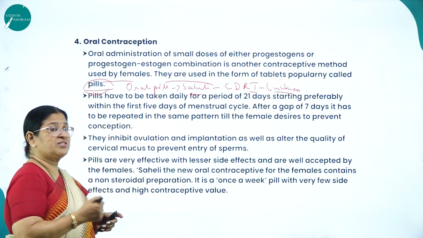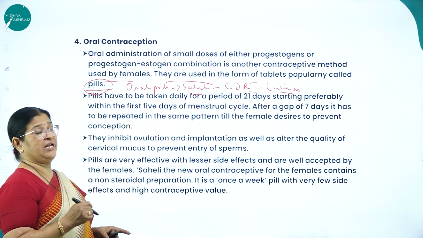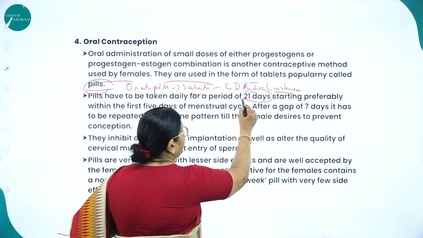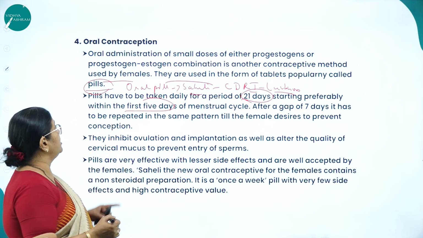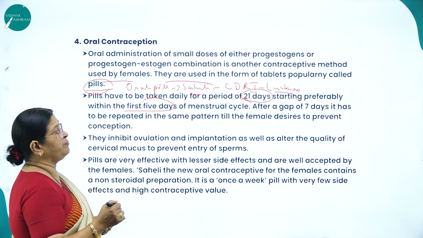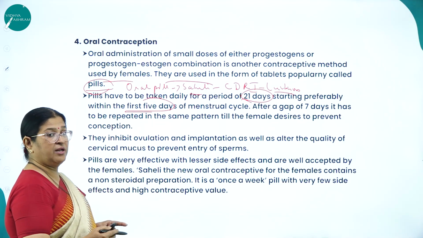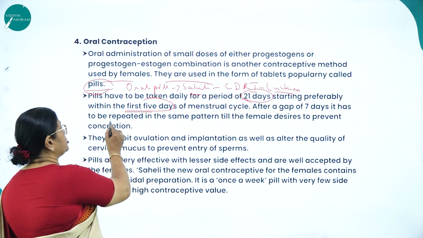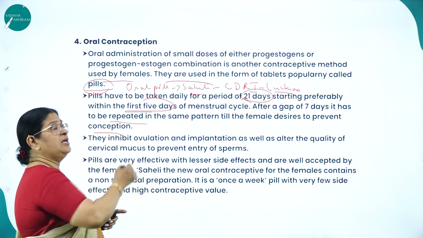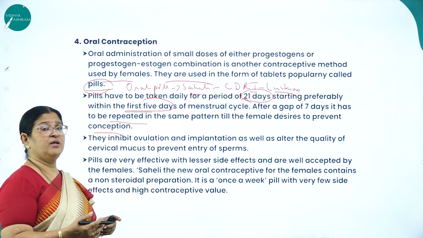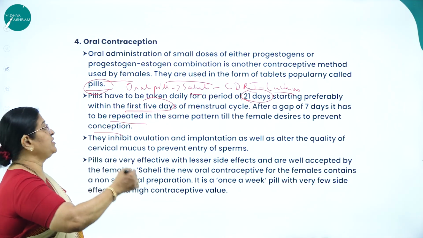Now how is this pill going to act as an effective contraceptive? Pills have to be taken daily for a period of how many days? 21 days, starting preferably within the first 5 days of the menstrual cycle. Again, after a gap of 7 days, it has to be repeated in the same pattern till the female desires to prevent conception, to avoid unwanted pregnancy. She can keep on taking this and should repeat the cycle.